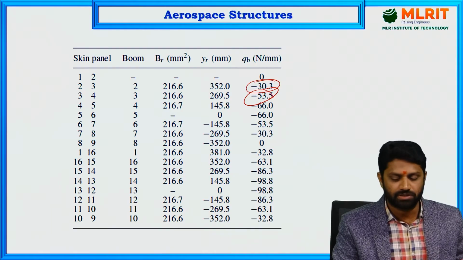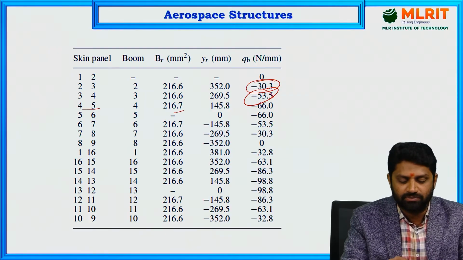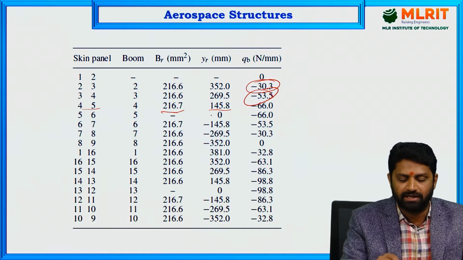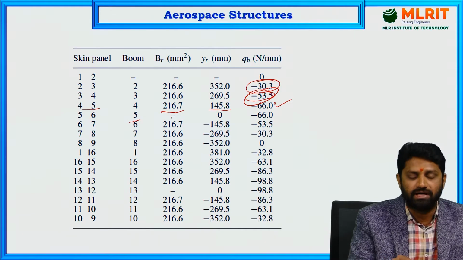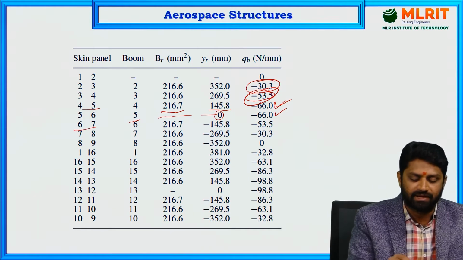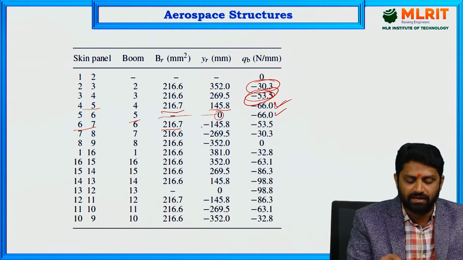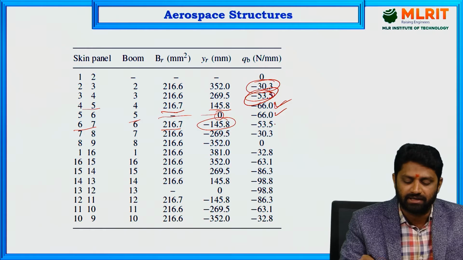Okay, so if you look at this one, and when you try to calculate for next 4-5, boom area is 216.6, you have to substitute 145.8 as the boom y distance, and you have to add minus 53.5, you are going to get 66. Next for 5-6, boom 5 is unstressed, so there is no y distance, so you can consider it as 0 y distance, but the same shear flow will be carried here also. And next, going on with 6-7, 6 boom area is 216.7 and its y distance is below the horizontal axis, so it is minus 145.8, then it's going to get minus 53.5, same as this one.